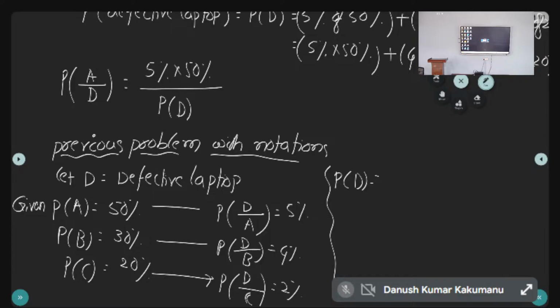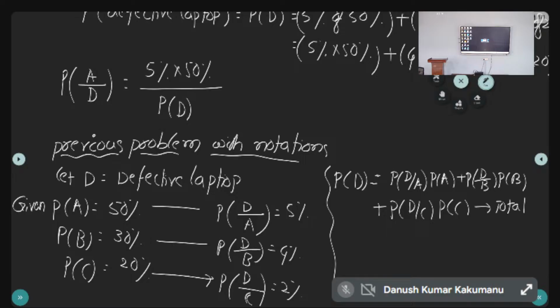50% of 5% of 50%. 5% into 50% means what? P of D by A into P of A. 5% is P of D by A. P of A is 50%, is it? Plus P of D by B into P of B, plus P of D by C into P of C. We call it as total probability.